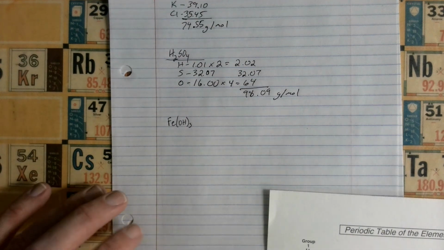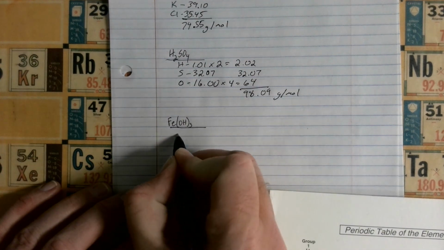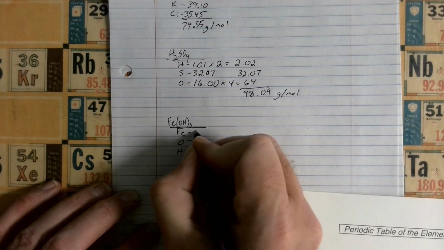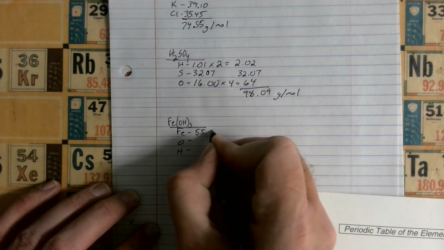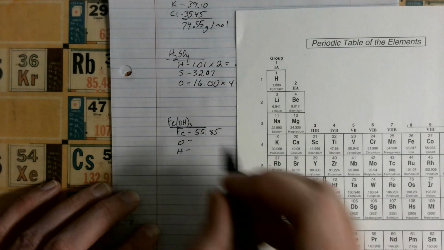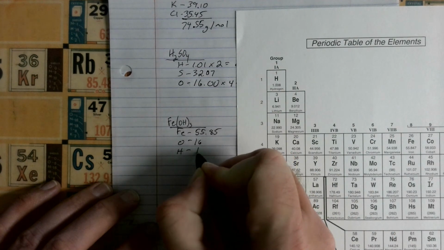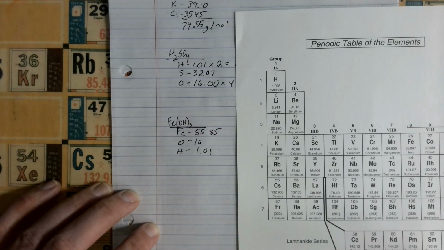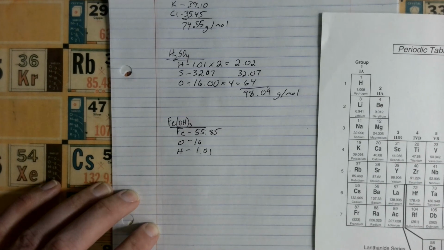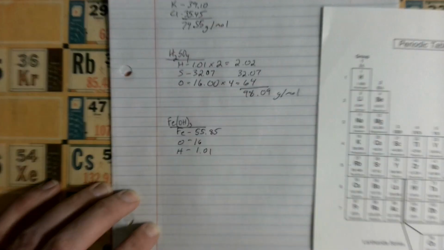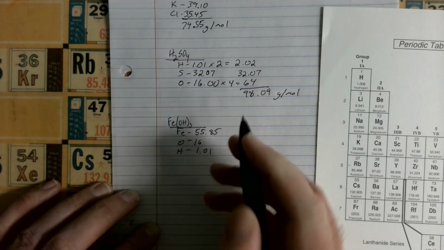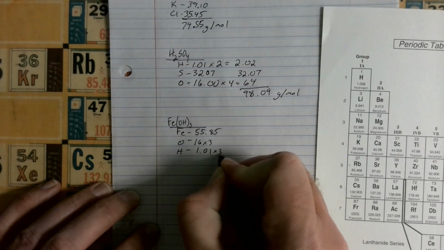All right, now the last one, iron 3 hydroxide. So we have Fe, we have O, we have H. Fe is 55.85 from your periodic table. Oxygen is 16. Hydrogen is 1.01. As we do these more and more, you'll start memorizing them because we use oxygen and hydrogen quite a bit. And remember this 3, if it's outside the parentheses, it goes to both of those. So we have 3 oxygens and 3 hydrogens.